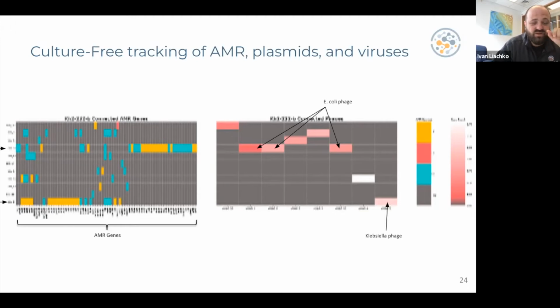And then on the right panel, those are your viruses, those are the phages. So we can simultaneously track the movement of mobile elements like plasmids and AMR genes, and also figure out where the phages are coming from. This is all done out of raw samples. There's no culturing, just this funky shotgun sequencing trick. So if you go to the next slide, please.